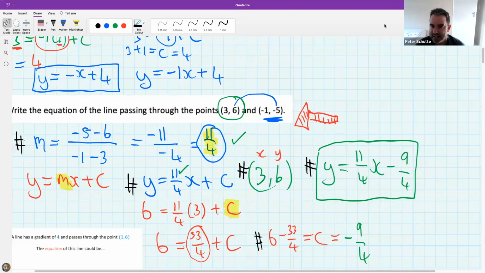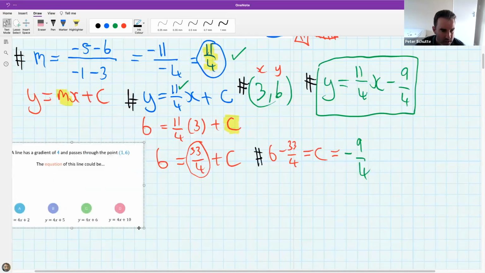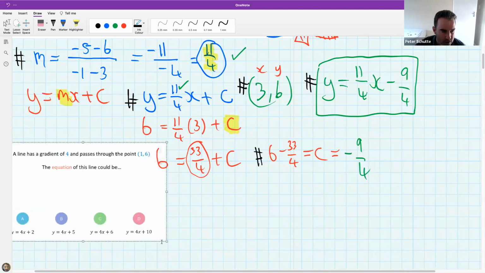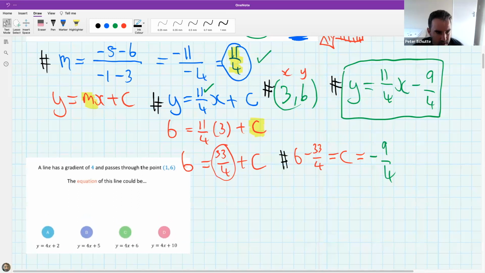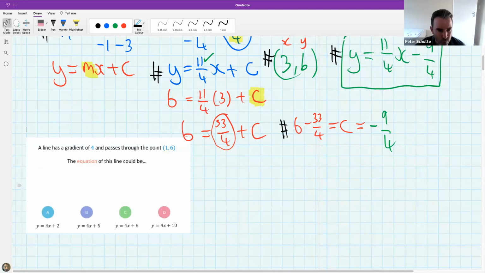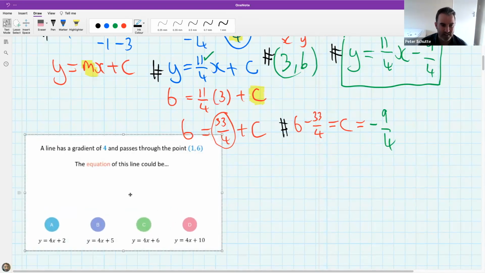I see Alata has a question. Can we unmute Alata while I put the next question on the board for those who would like to have a go? There's a question for you. It says, a line has a gradient of 4 and passes through the point 1, 6. Can you choose the correct answer? Is it A, B, C, or D?